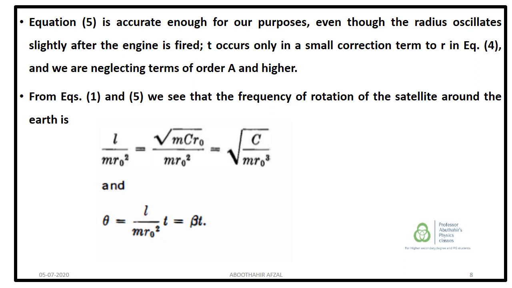See, the frequency of rotation of the satellite around the Earth is given by omega, that is theta dot, that is d theta by dt, that is L by m R0 square, which is equal to, putting the value of this L, root of m c R0, c by m R0 cube. And from that we get the value of theta, L by m R0 square into t, because you can see here this theta by t is nothing but theta dot, that is omega. So I multiplied t here, and this will become beta t. The beta is the value given by L by m R0 square, which is a constant.